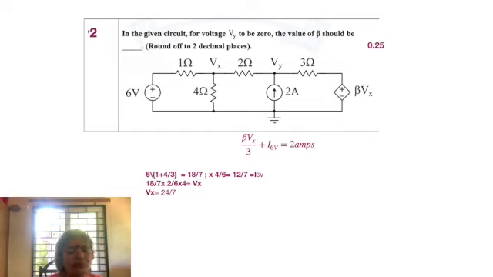So we know Vx, we know beta Vx by 3 plus I6 volt, which is 12 by 7, should be equal to 2. A simple arithmetic tells us that beta is as easy as 0.25. A good value. Okay, moving on to problem 3.